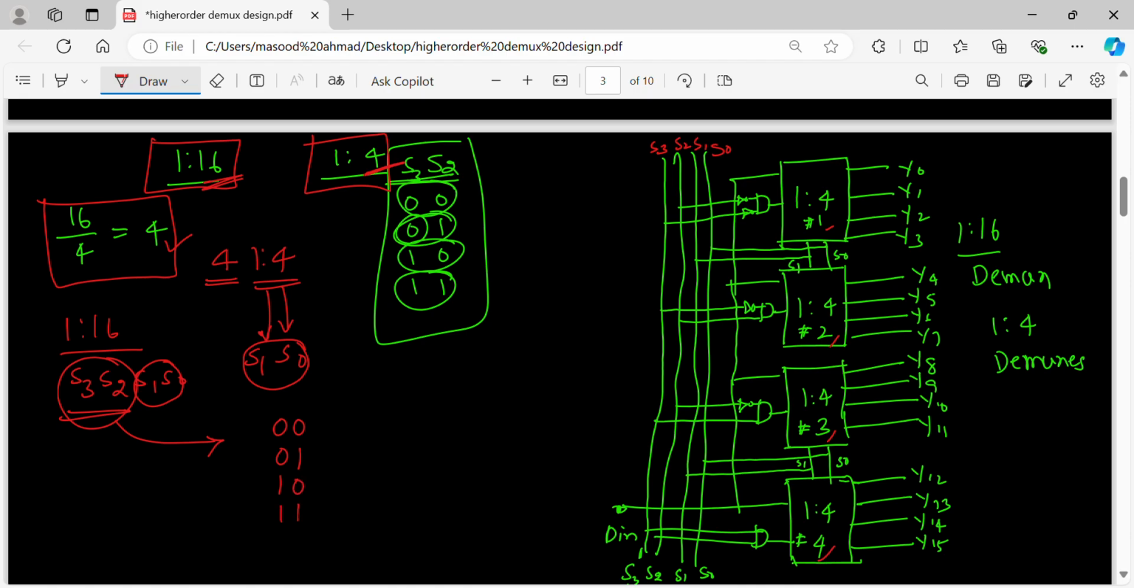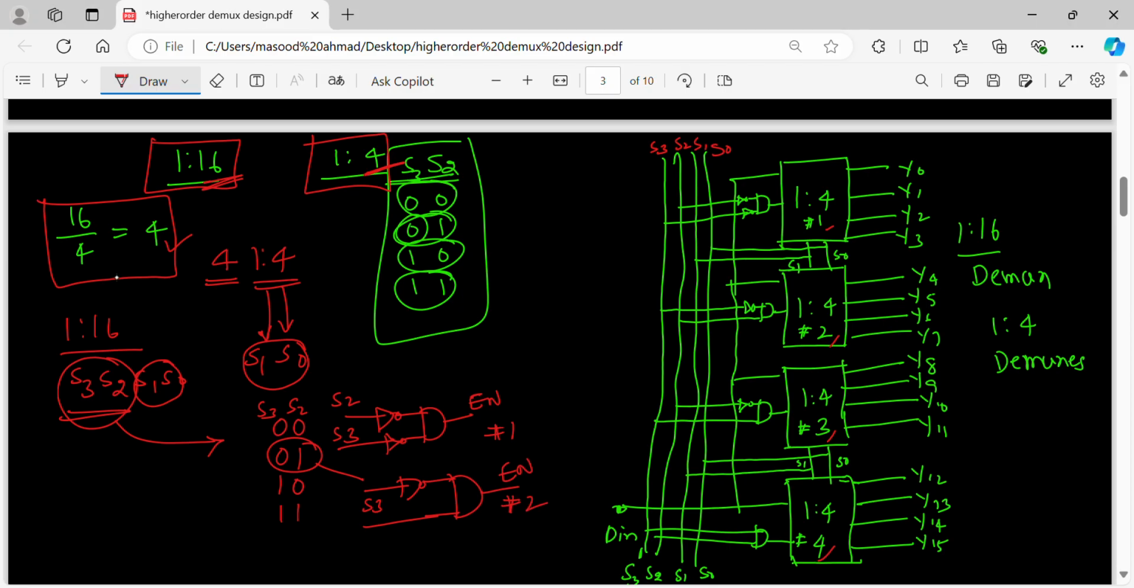For that, when 0,0, I am putting it through inverters and giving it to an AND gate. This will be the enable for demux 1. Similarly, when this is 0,1, I am going to use one inverter, for which this is S2, S3. So for S3 there is inversion. S2 I am going to connect directly to the AND gate. Now this is the enable for the second demux, demux 2.